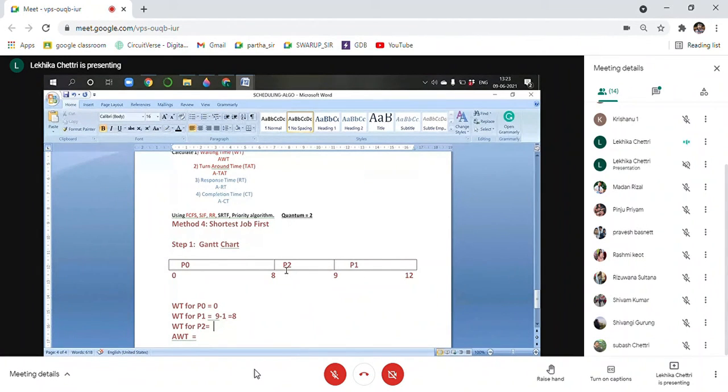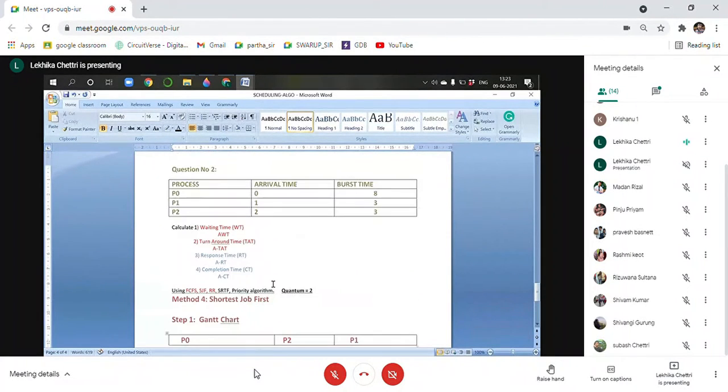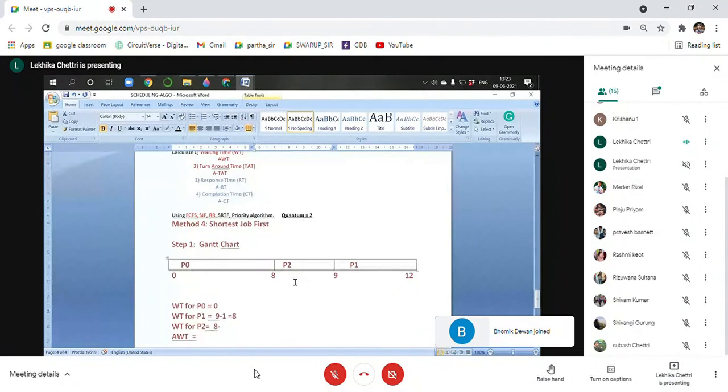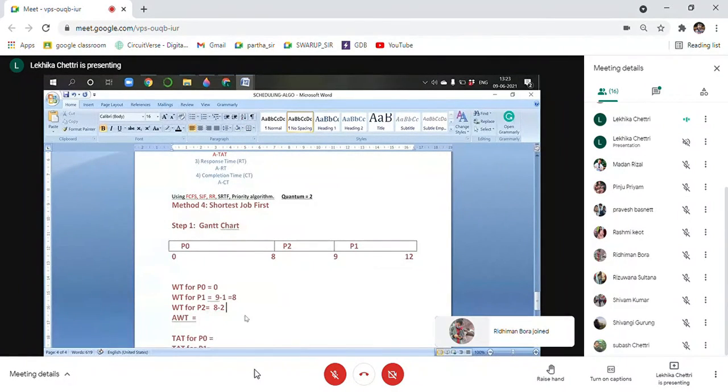For P2, P2 has entered at 8. So I do 8 minus, when did it come? P2 came at arrival time 2. So I will do here 8 minus 2 equals 6. So AWT? 11? No.